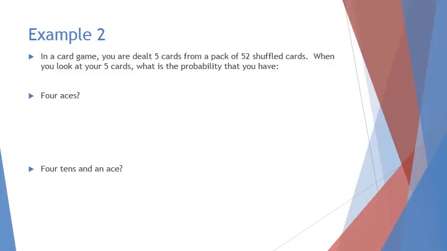All right, example 2. In a card game, you are dealt 5 cards from a pack of 52. Okay, so I'm just going to highlight that. I went wiggly line at the start, then I went straight. When you look at your 5 cards, what is the probability that you have, in this first question, I can even put a little A here, 4 aces.